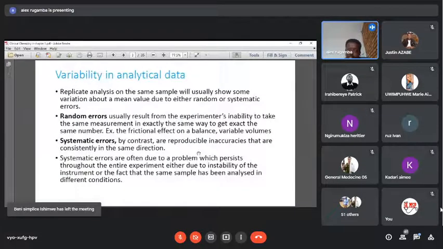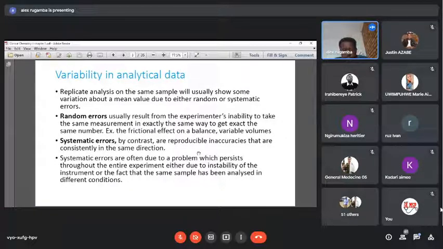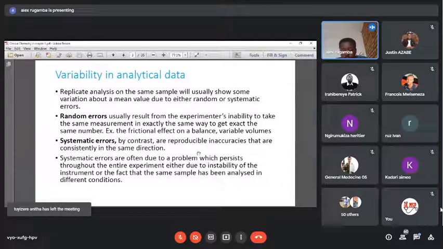And then I talked about the variability of analytical data. This variability may depend on errors, which may be random or systematic. Random errors usually result from the experimenter's inability to take the same measurement in exactly the same way to get exactly the same number, for example, the effect of a balance. So random errors are errors caused by you who is working in the laboratory.